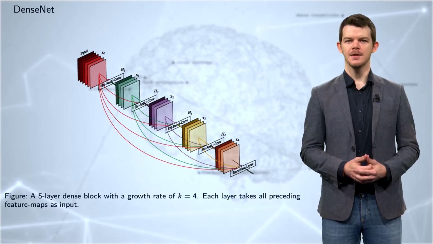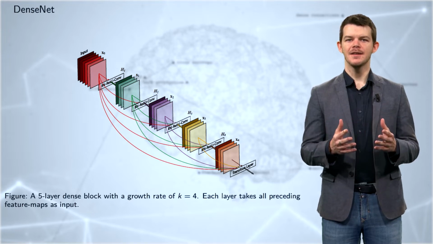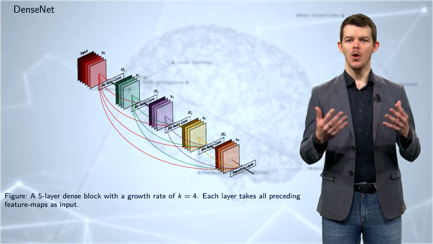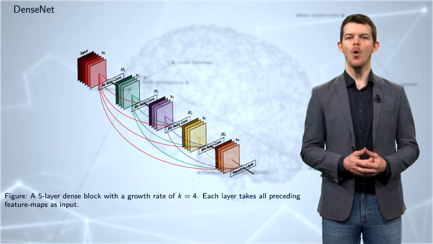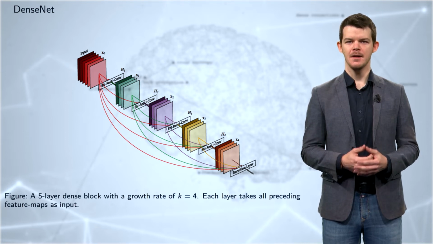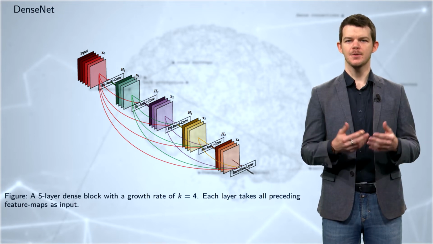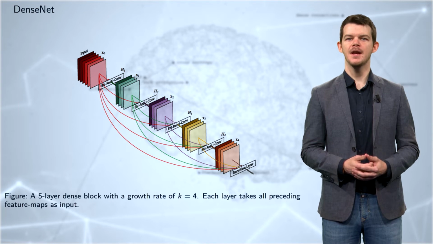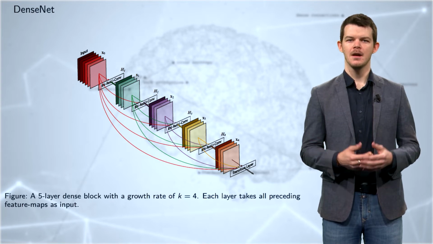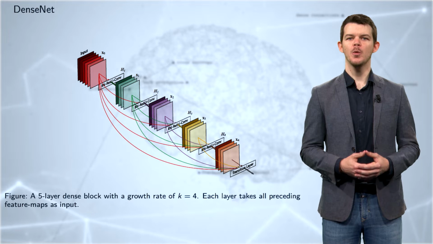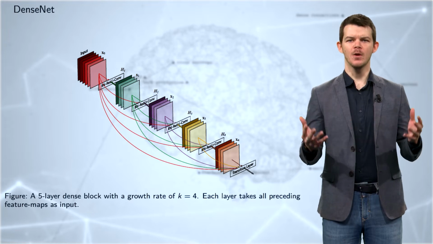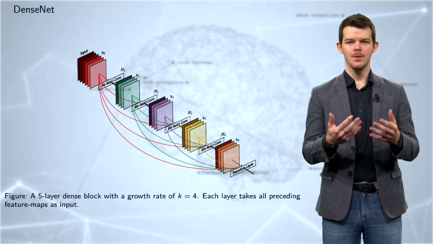Here is displayed a dense block. Inside each dense block, all outputs of all layers are used as inputs for all the following layers. In this example, a 5-layer dense block is depicted with a growth rate k equal to 4. This corresponds to the number of feature maps created in each layer. Each layer takes as input all previous feature maps of the dense block, and all resulting feature maps are concatenated into one big volume, which is then passed to the transition layer.